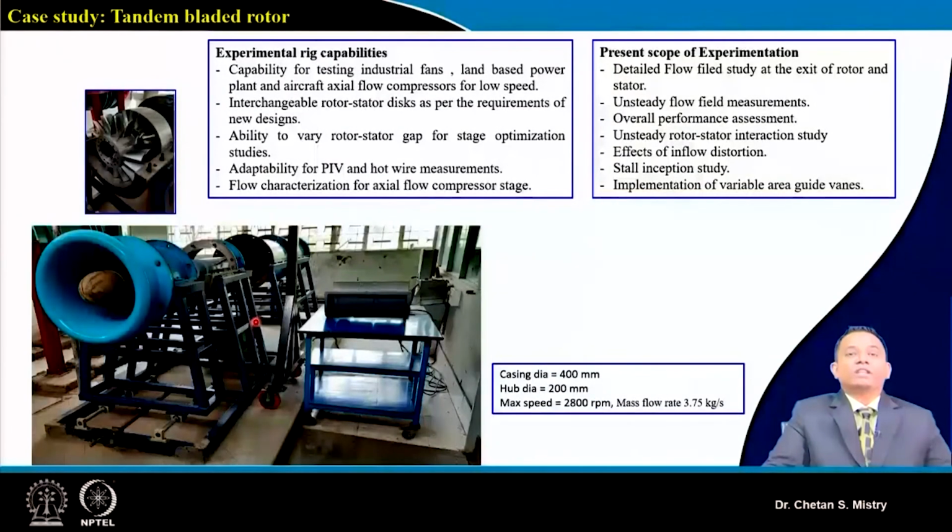Now, this is the experimental facility which has been developed at IIT Kharagpur. If you look at, these are our rotor blades and stator, and very soon we will be having outcomes from the experimental results, which will be a helping hand for future researchers as well as for future development and help to the society.